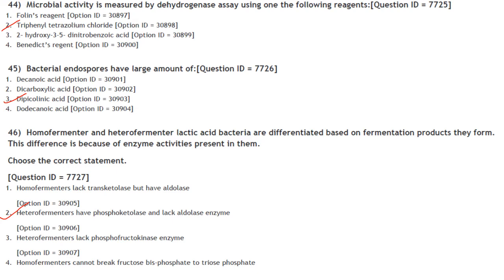So the answer here is okay. Homofermenters lack transketolase but have aldolase. Heterofermenters have phosphoketolase and lack aldolase enzyme. That is more correct. Answer is option 2. That is, heterofermenters have phosphoketolase and lack aldolase enzyme.